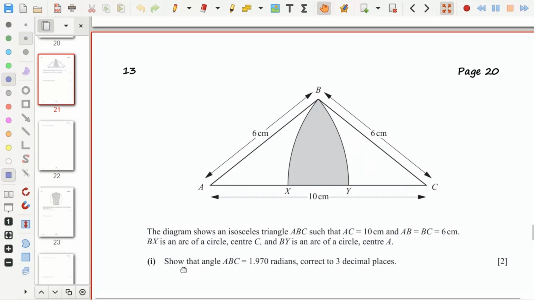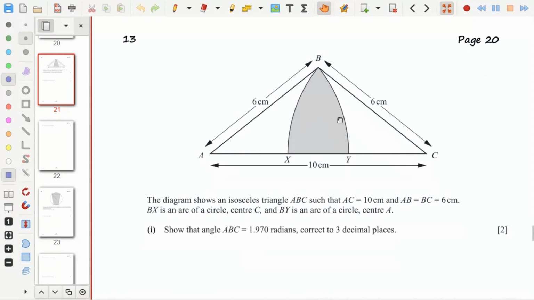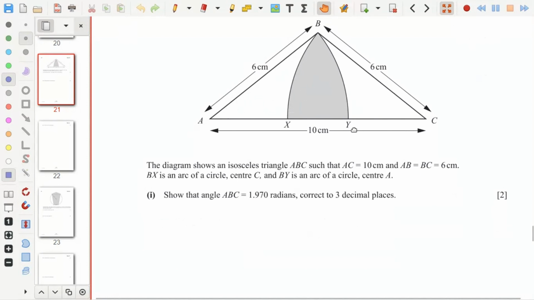So show that ABC is 1.97 radians. So how can we do that? Before you do that, please pause the video, attempt it yourself and see what you get. All right. I believe you tried it yourself. Now let's do it together and see what you get.